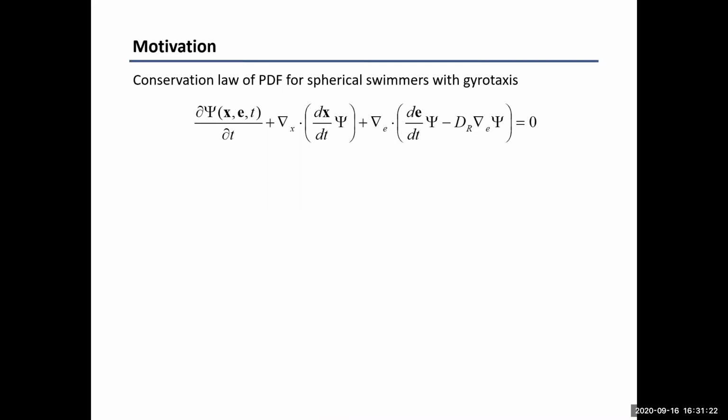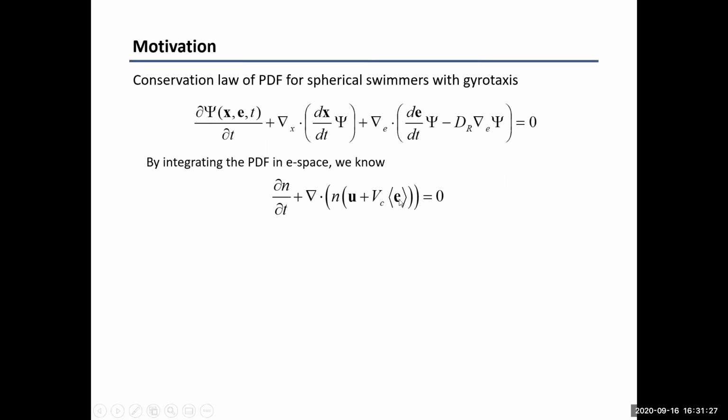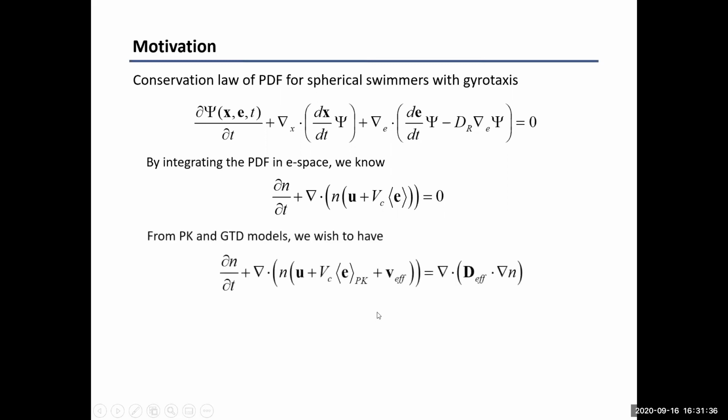And then, if you integrate this equation in E space once, you will get this equation. The trouble is that you don't know the bracket E that is coming from the solution to the Smoluchowski equation. But from the work of Pedley and Kessler and the GTD models, what we want is this form of the models. Okay, so it still uses the mean drift computed by the calculation of moments in space, but we want to find something extra directly from the Smoluchowski equation.